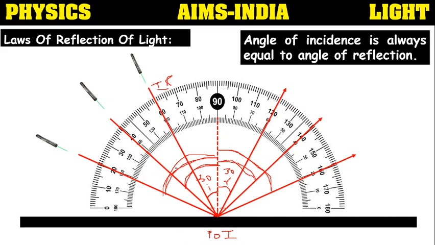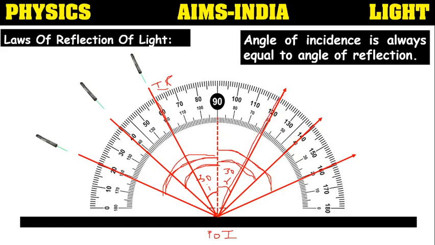And next, assume that this protractor is placed on one white paper, fixed on the paper, and the laser light is focused along the paper, along the protractor. Means the incident ray is traveling on the paper. After touching the mirror, how will it be reflected? It will be reflected back along the paper only, means it will travel on the paper. So the incident ray and the reflected ray are both lying on the plane of the paper.